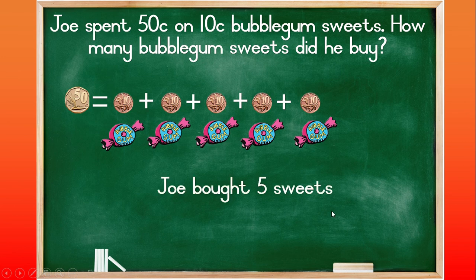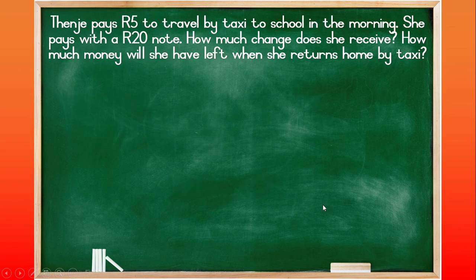He bought 5 sweets. Tenje pays 5 rand to travel by taxi to school in the morning. She pays with a 20 rand note. How much change does she receive? How much money will she have left when she returns home by taxi?